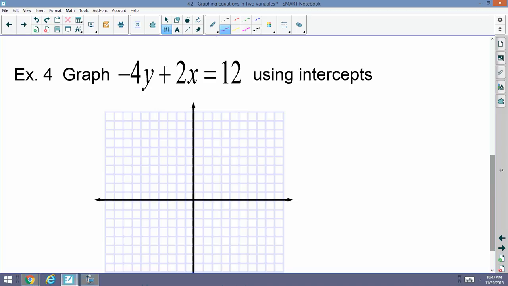Okay, so for here, guys, we have y and x has a power of 1. So it's going to be linear. We know it's going to be a straight line.